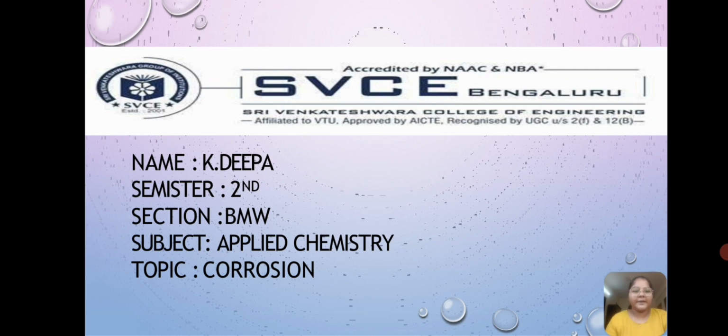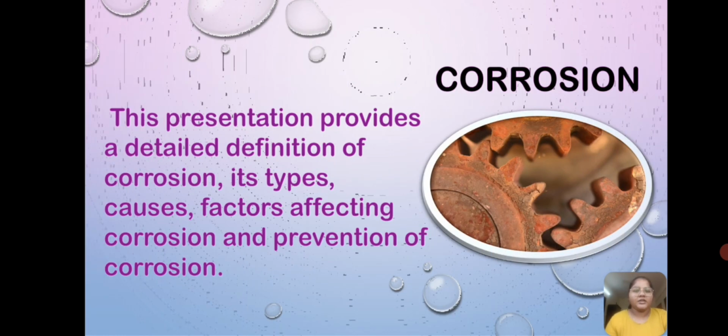Subject: Applied Chemistry. Topic: Corrosion. This presentation provides a detailed definition of corrosion, its types, causes, factors affecting corrosion, and prevention of corrosion.